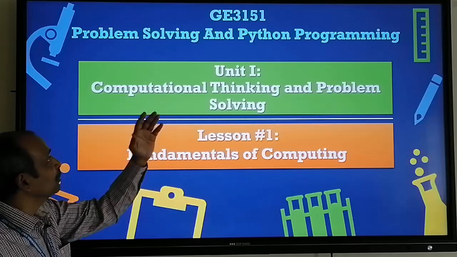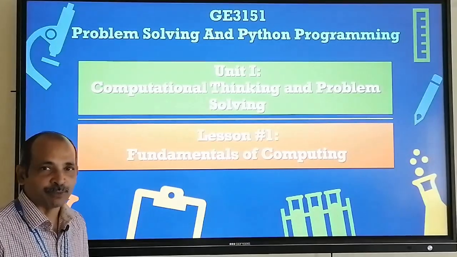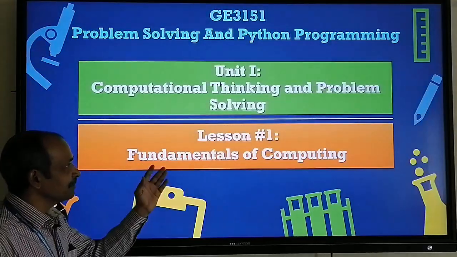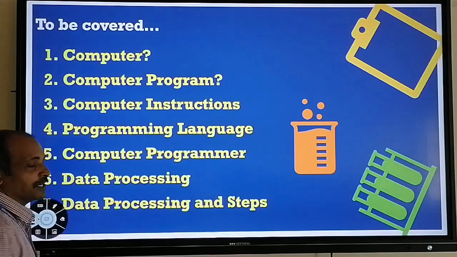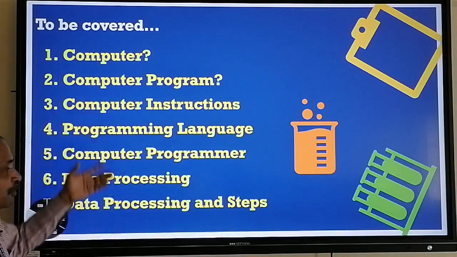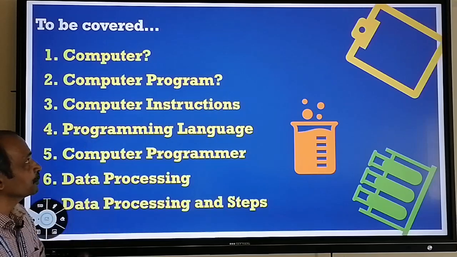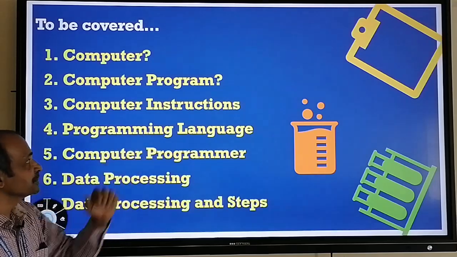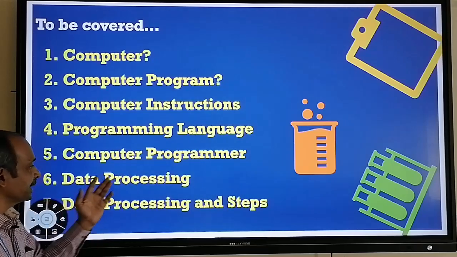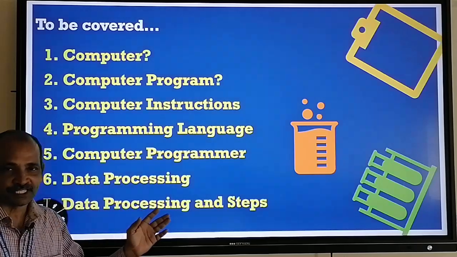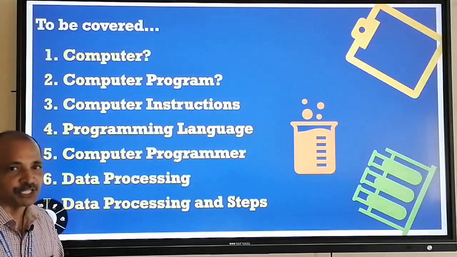Unit number 1 is computational thinking and problem solving. The first lesson is fundamentals of computing. In this lesson, we are going to cover the following topics: What is a computer? What is a computer program? Computer instructions, programming languages, computer programmer, data processing and data processing steps. These are the things we are going to discuss in this video.